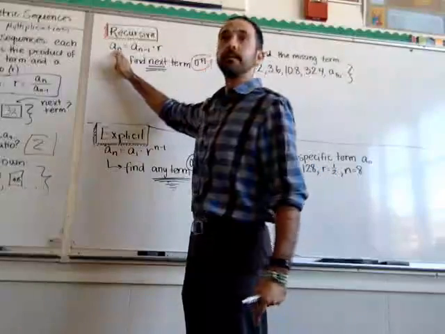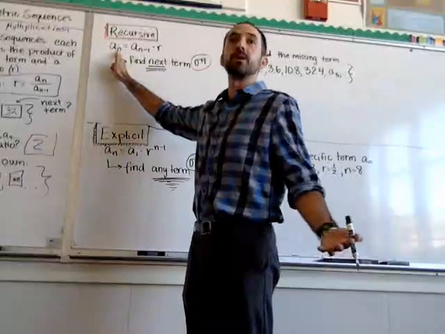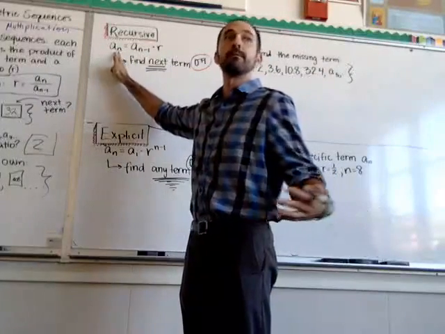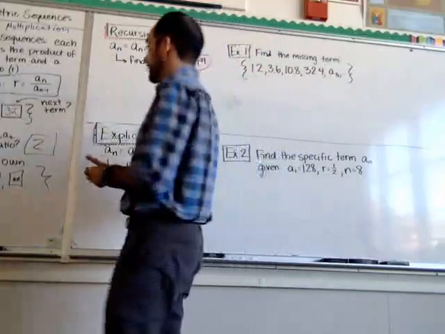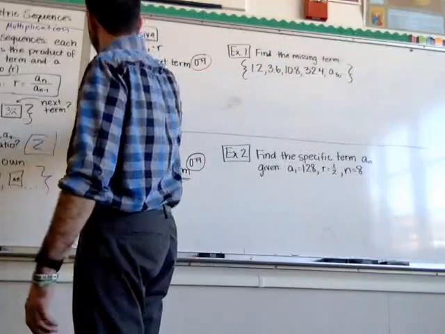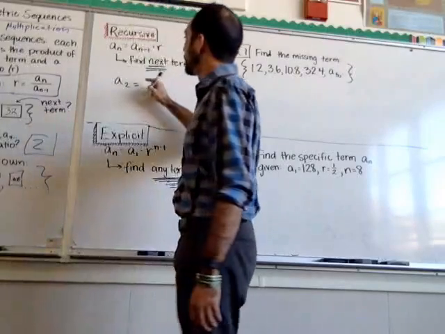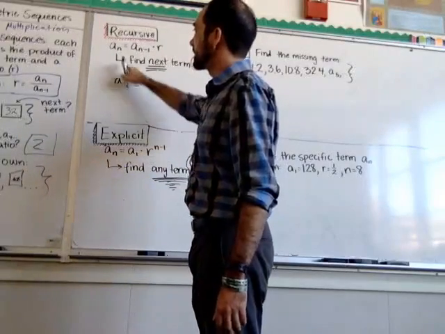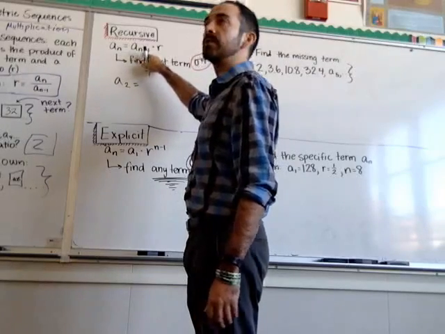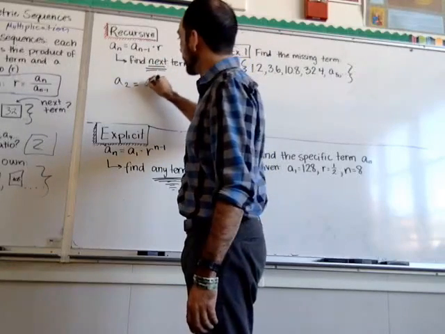A sub n, it's saying whichever term you're looking at. Term 2, term 4, term 8, doesn't matter. So let's just do it for the second term. A sub 2 is equal to... since n in this case is 2, it's going to be 2 minus 1. What's 2 minus 1? 1.